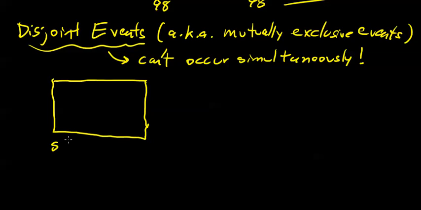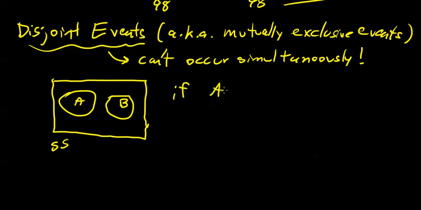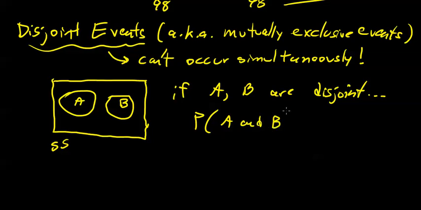If I've got a rectangle that represents our sample space, our universe of available events, and some event A which is disjoint to some event B, well, if they can't occur simultaneously, that means they share no possible outcomes. In a Venn diagram that's represented by circles that typically do not intersect. And if A and B are disjoint, then of course the probability of A and B is by definition equal to 0.